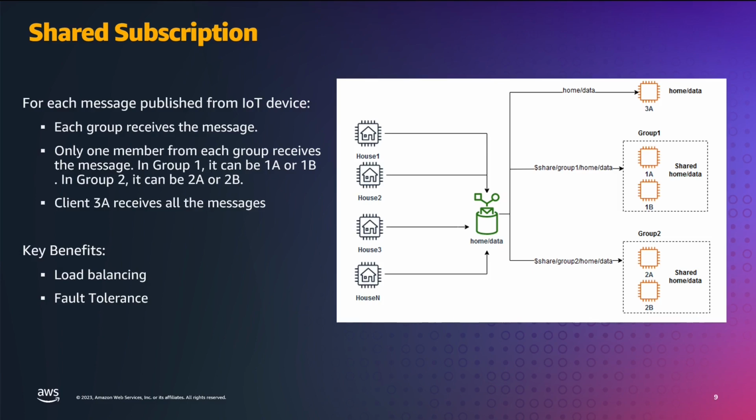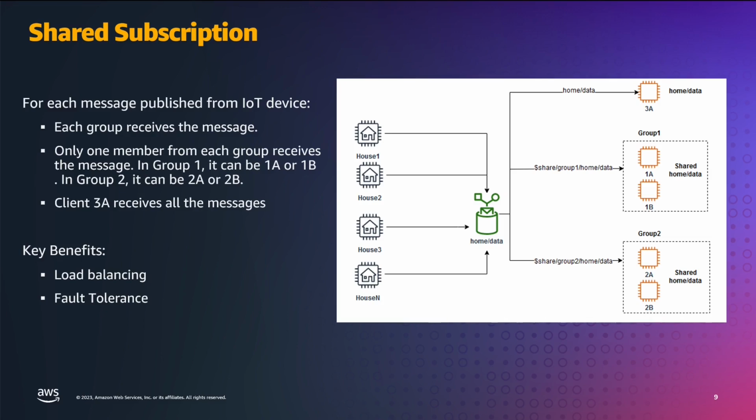So here is an example to show you how shared subscription works. We have a large number of smart homes sending their data to AWS IoT Core over a common topic. The topic has five subscribers. We have subscribers 1A and 1B in group 1, and subscribers 2A and 2B in group 2. Subscriber 3A is an independent subscriber. Now for each message that is published from the IoT devices within the smart homes, each group receives the message, but only one member from each group receives it. In group 1, it can be either 1A or 1B, and in group 2, it could be 2A or 2B. The client 3A receives all the messages because it is not sharing the subscription with any other subscribers.